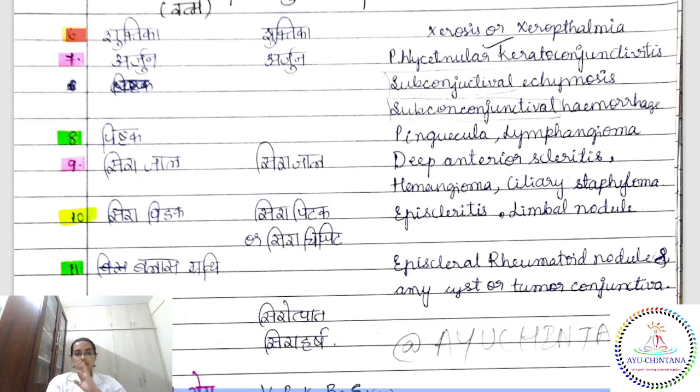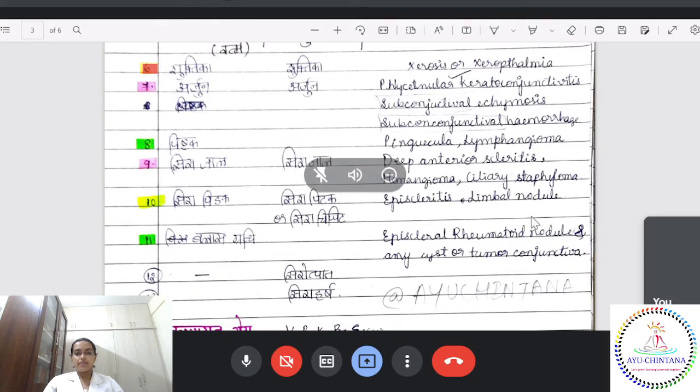Suktika, Arjuna, Pishtaka. These three form a group. Sirajala, Sirapidaka is scleritis, episcleritis. Balasa Gratita is the last one. What does it correlate to? Episcleral rheumatoid nodule or any cyst or tumor related to the conjunctiva. Okay, we'll stop at this today. We'll just revise it. Okay.